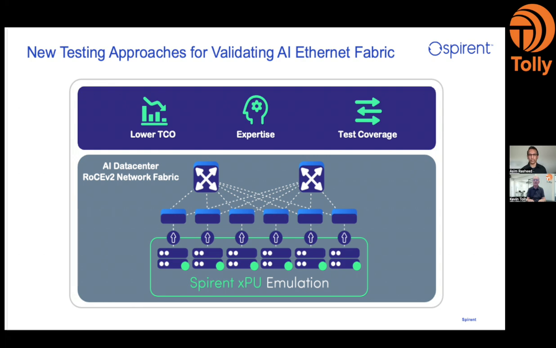You are perfectly correct. Because we are exercising the AI Ethernet fabric, the fabric is going to see the traffic patterns that real life GPUs would generate in a real network. So when we are exercising the fabric, the fabric will get traffic as if a large number of GPUs are using the fabric itself.